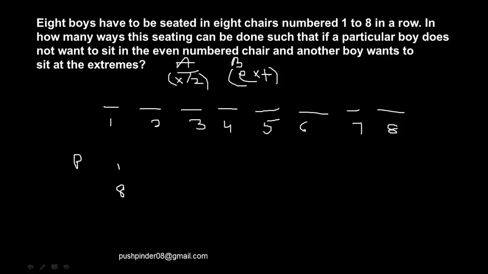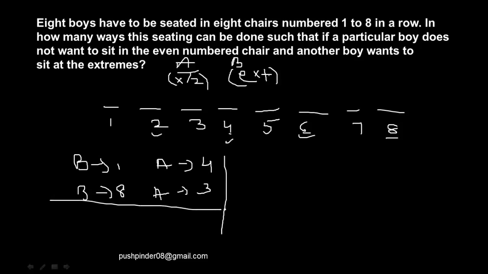So if boy B sits on the first chair, then how many choices does A have left? He can sit on 2, on 4, on 6, or on 8. So he has 4 choices. But if boy B sits on the 8th chair, how many choices does A have left? A has just 3 choices, 2, 4 and 6. So that means the cases are colliding. If B sits on the first chair, A is left with 4 choices. If B sits on the 8th chair, A is left with 3 choices.